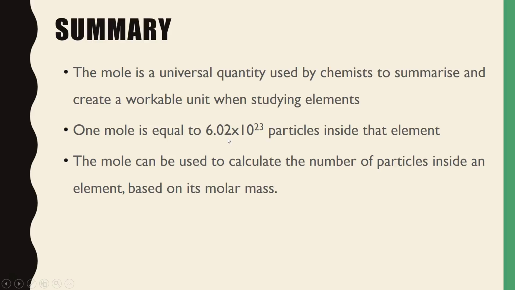Today's lesson is very important, arguably the most important lesson that you'll have in this unit. So it's very important that you do understand what the mole is, what it's representing, how to calculate number of mole, how to calculate number of particles using those formula triangles. The mole is a universal quantity used by chemists basically to summarize and create a workable unit when studying elements. 1 mole is equal to this many particles, termed Avogadro's constant. The mole can be used to calculate the number of particles inside an element based on its molar mass, which we'll come to in a bit.